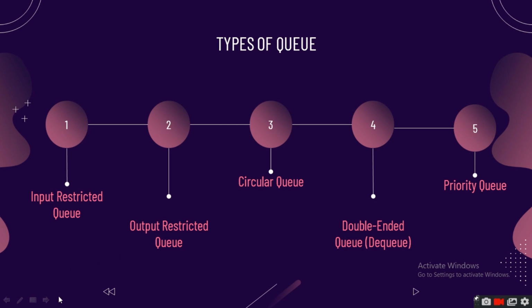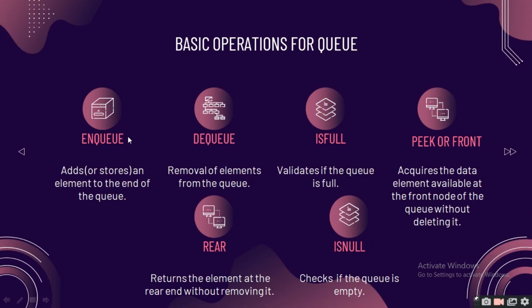We will be seeing the implementation and algorithms of these queues in detail in coming lectures, where I will be showing the detailed structure and some pictorial graphical representation for each of these types of queues. So these are some basic operations that are implemented in a queue.